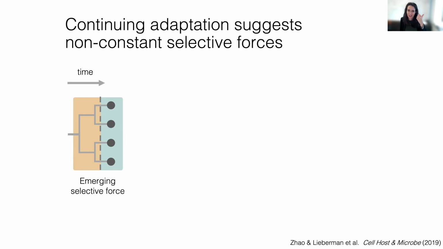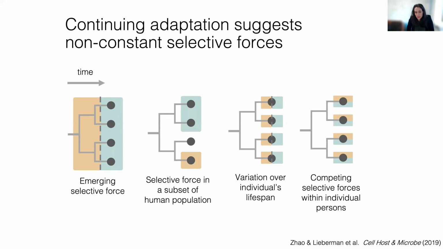Another one of those genes was essential for capsule formation. Well, there could be some new selective forces that are new to the human environment, but maybe there are some selective forces that are only in certain individuals or only at certain time points or certain locations within individuals.